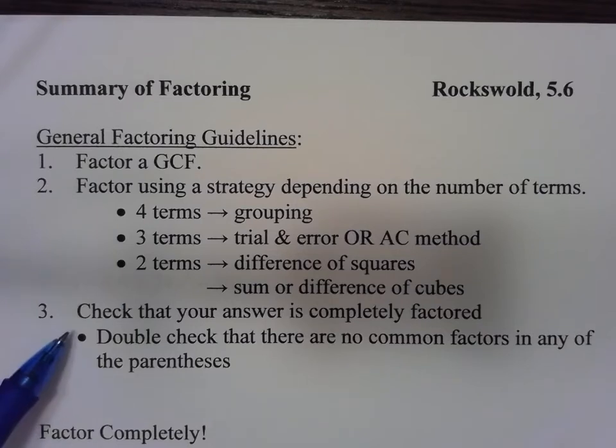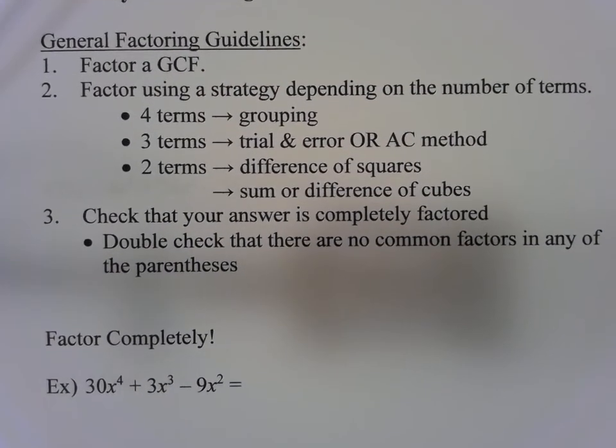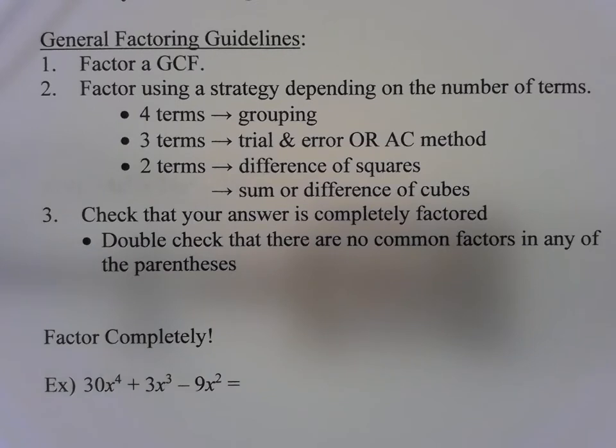It is good to check that your answer is completely factored. So once you've factored it, you might want to double check that the factors you have in the parentheses do not have any common factors. If they do, you need to factor those out. Okay, so I've chosen a couple examples where the directions usually say factor completely, which means there's more than one type of factoring involved. So let's try this one.